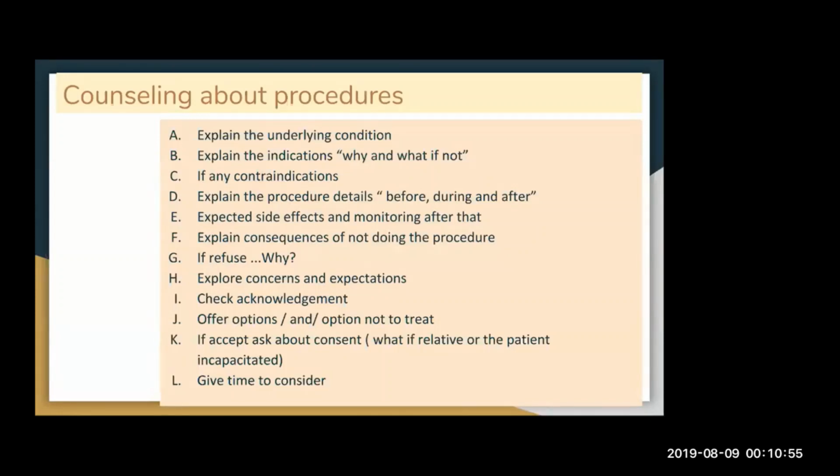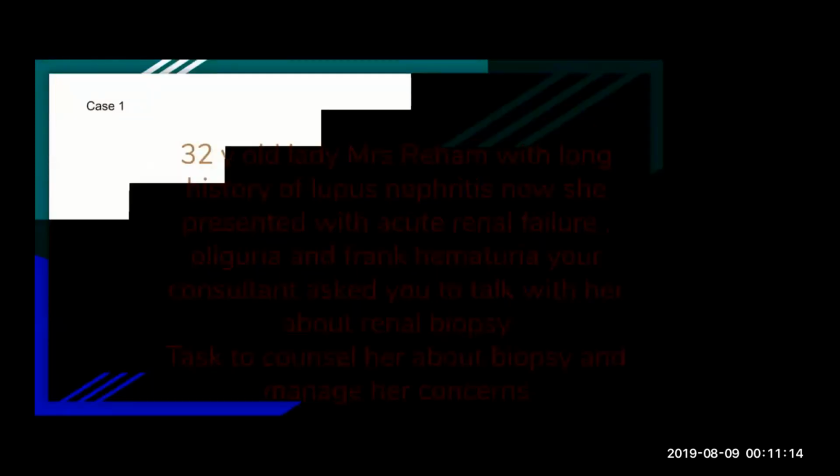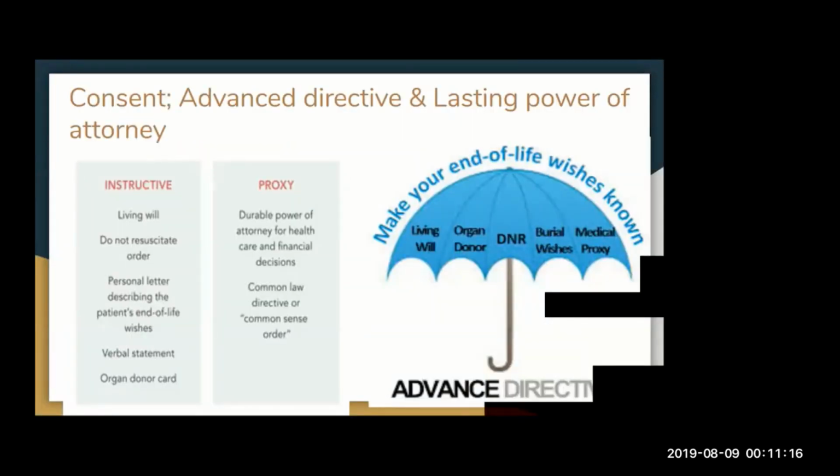If you are talking to a relative of the patient, you have one of two options. Ask the relative if the patient has an advanced directive or lasting power of attorney. What is the advanced directive? The advanced directive is a paper that the patient signed before becoming incompetent, explaining the different situations or procedures that may be done to him at that time.